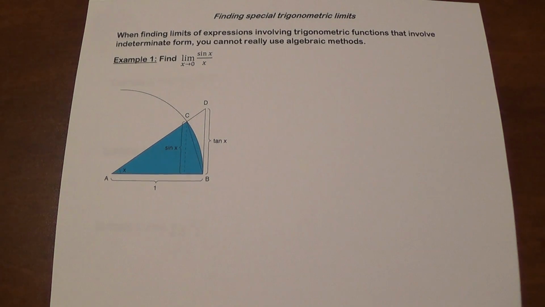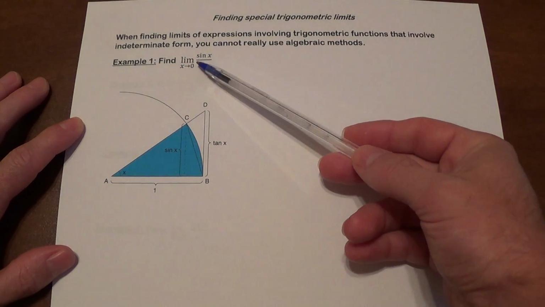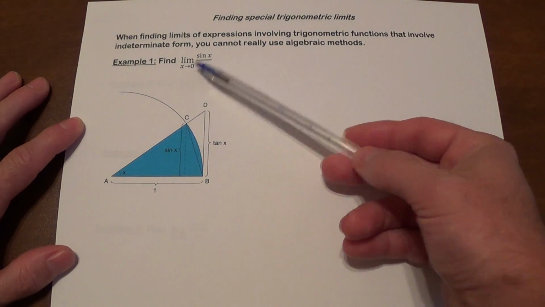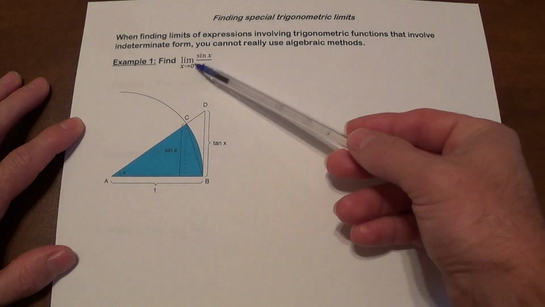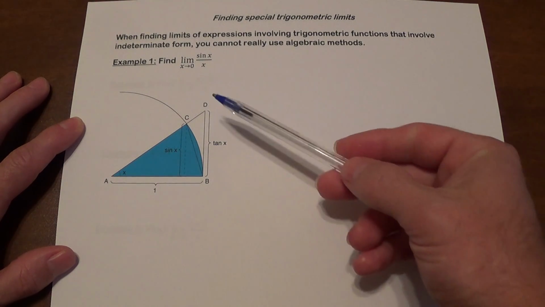Hi, today we're going to take a look at special trig limits. One of them that we're going to discuss is the limit of sine x over x as x approaches 0. If you use direct substitution, this is 0 divided by 0, so we can't do that. So what we're going to do is take a look at three things.